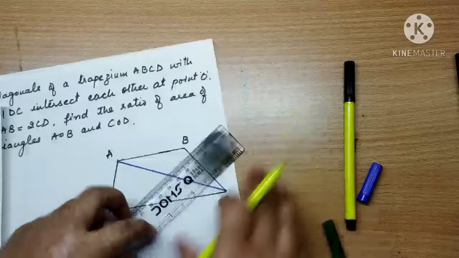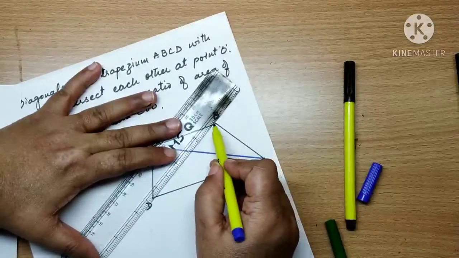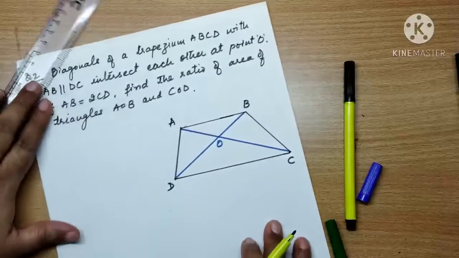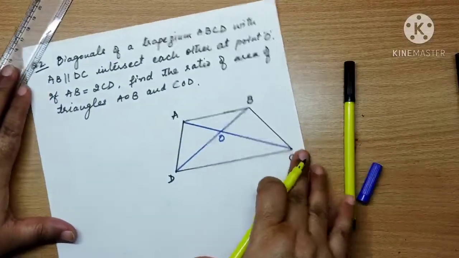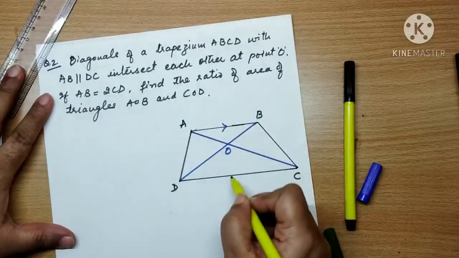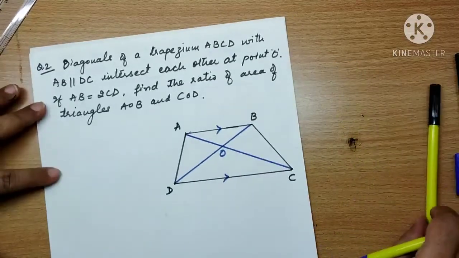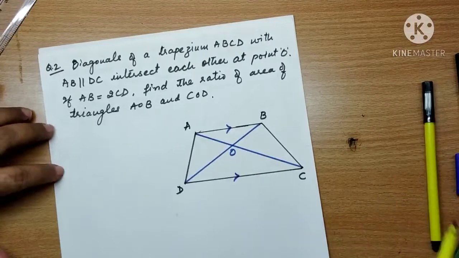Let's mark the diagonals and they are intersecting at O. So the point of intersection is O. We mark this point of intersection O. Make the figure always readable. Given AB parallel to DC, so we marked AB parallel to DC. What else is given? AB is twice of CD.